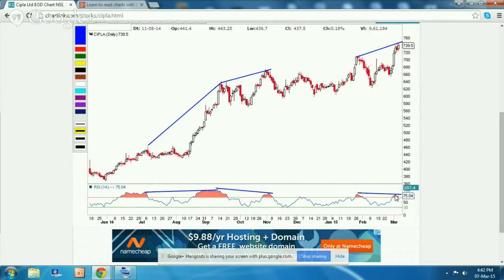A little negative thing is this negative divergence. But as I said, divergences can continue and the price can still, the possibility is there, it can still go up. Anyway, I won't say this is a very complete analysis of Cipla. I have used some of the tools to give you a flavor of how a technical analyst should look at the chart. And in the coming days, I'll be using more and more tools to give you a complete analysis.